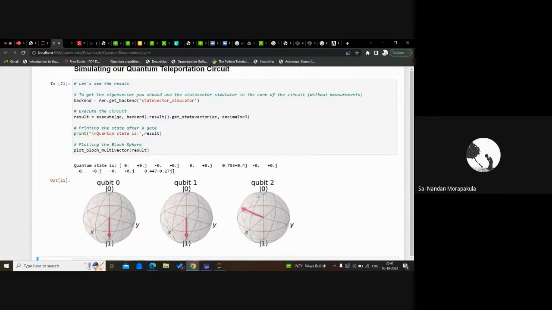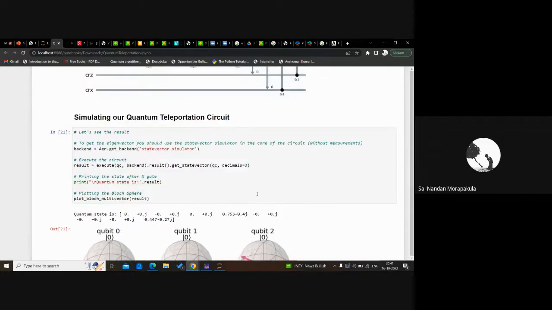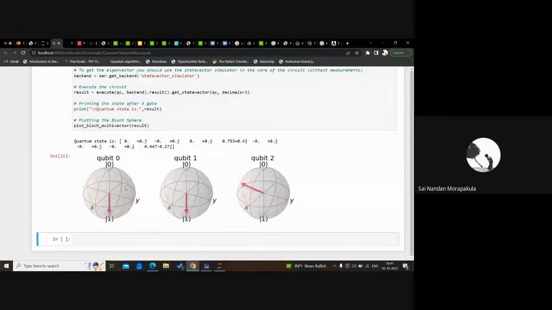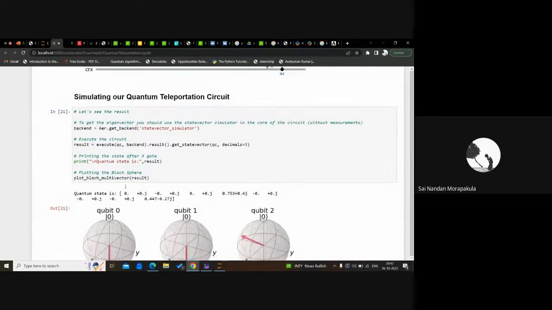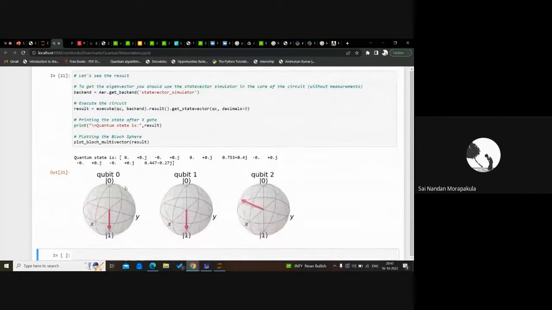Basically, sometimes while teleporting information we'll have loss, right? So without any loss we have successfully teleported the information that Alice has got to Bob. So is this clear? Should I explain again, or please ask me if there are any questions. Yes, sir, it's clear, sir.